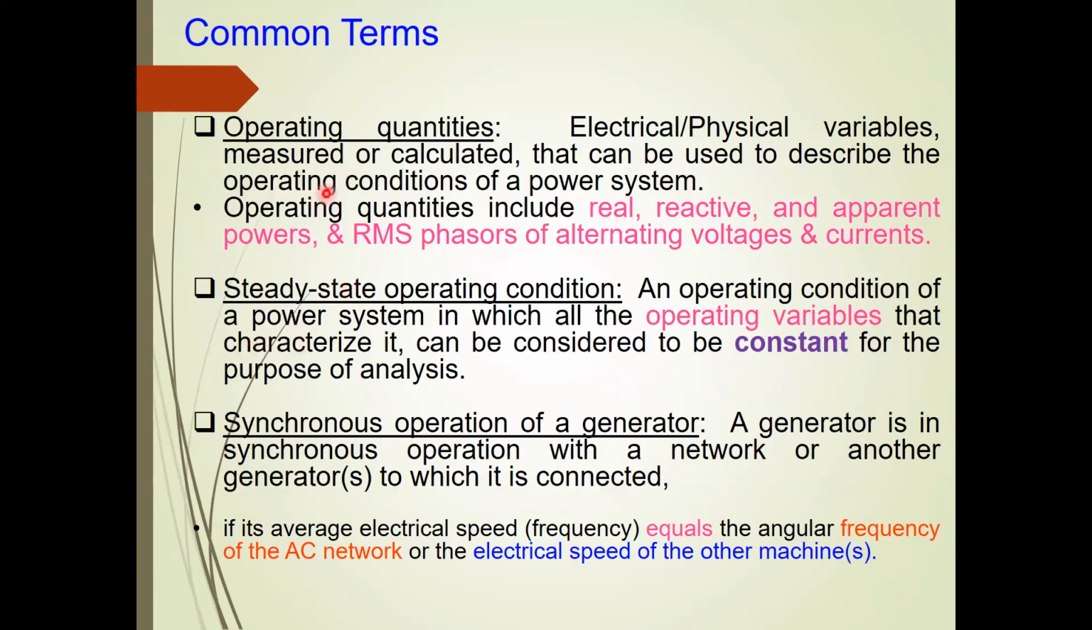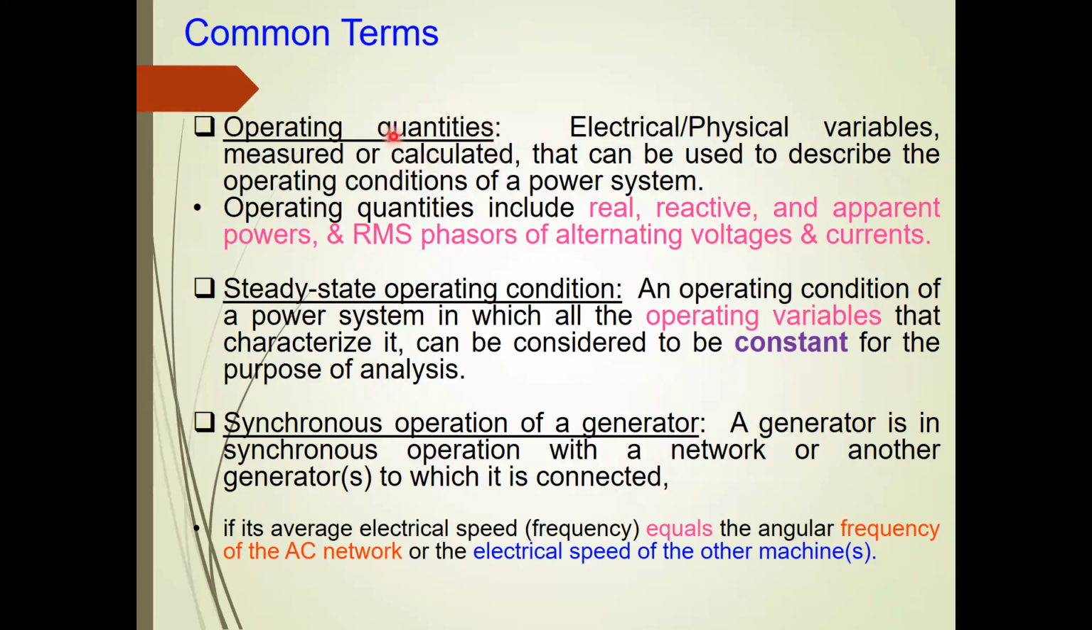Yeah, fine. So here I have some of the common terms which I think you should get familiar with when we are discussing the power system. The first one refers to operating quantities. What are operating quantities? Mainly they refer to the system variables. They could be electrical variables or physical variables, and these variables are either measured through some sensors or calculated, estimated.